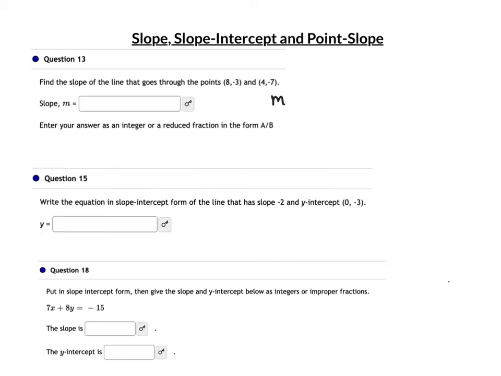This one, you're just finding the slope. The slope is subtract the y's up top, -3 minus -7, and subtract the x's below. Now since I started with the -3, I must start with the same point below, 8 minus 4. And that would be -3 plus 7, which is 4, over 8 minus 4, which is 4. That gives us a slope of 1.